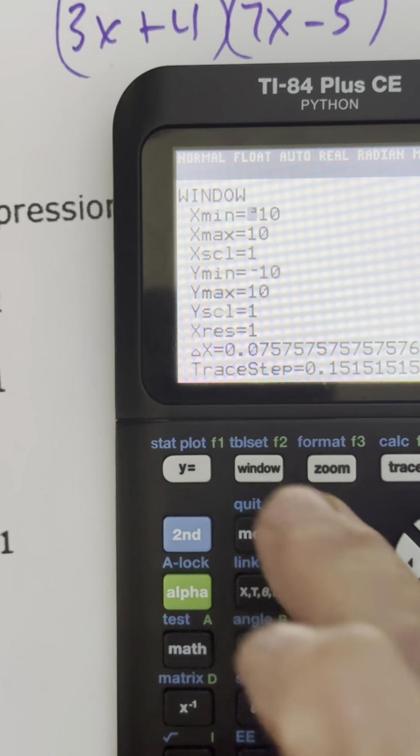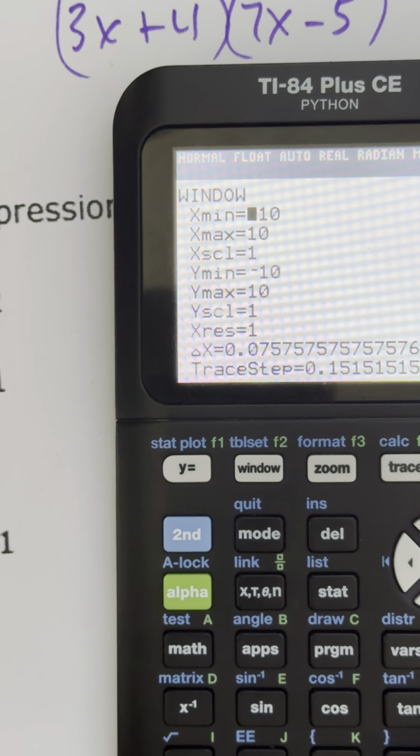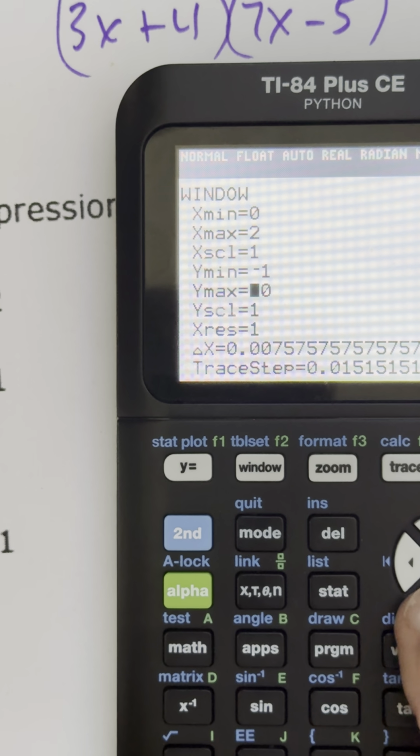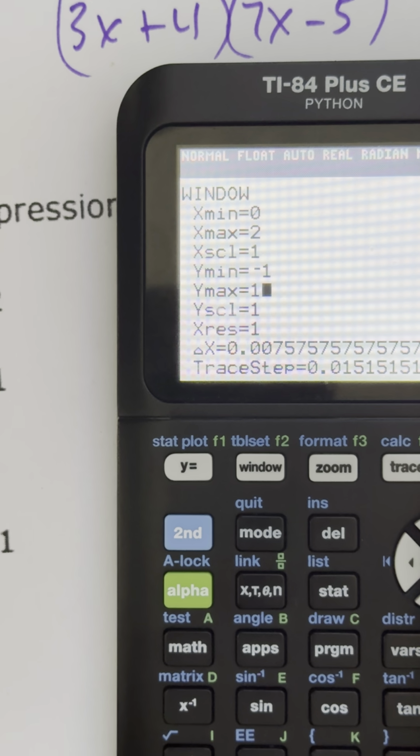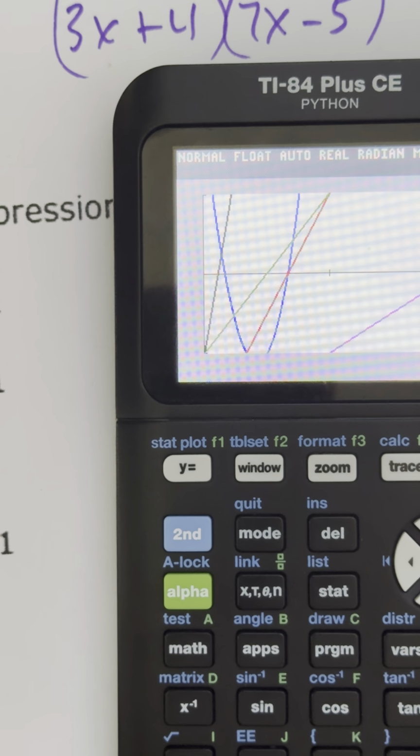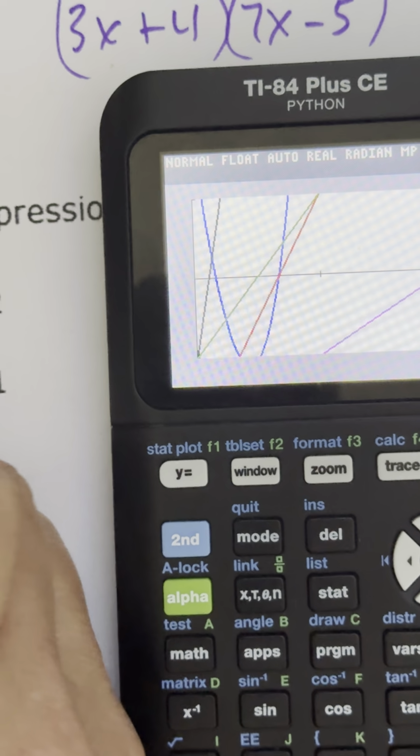So we're going to go to our window, and we're going to change it from 0 to 2. And again, Y min and max, negative 1 and 1. So graph again. So there's A. So A looks great. B's off. There's C way over there, and D is definitely off. So my answer is A.